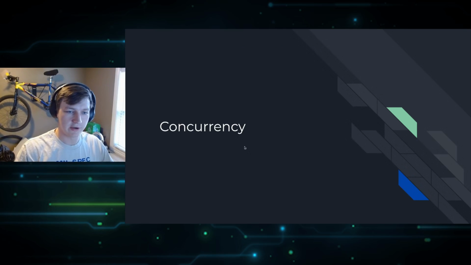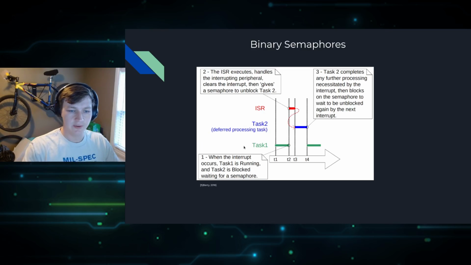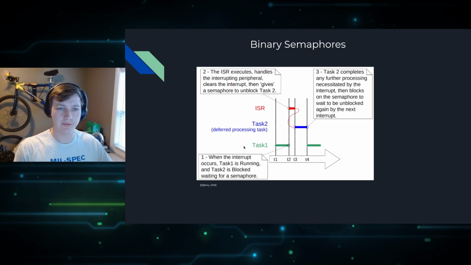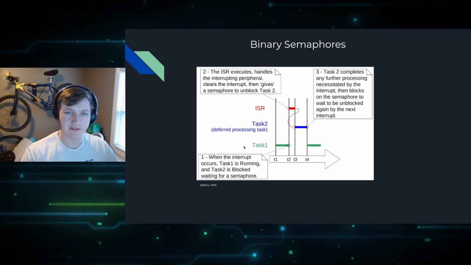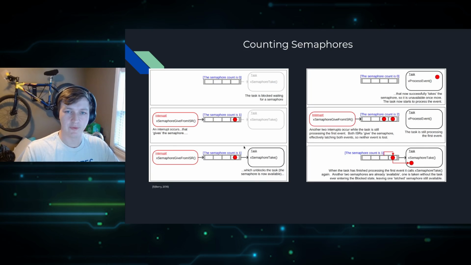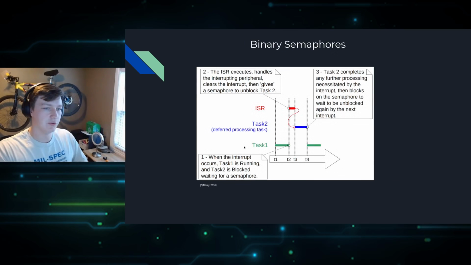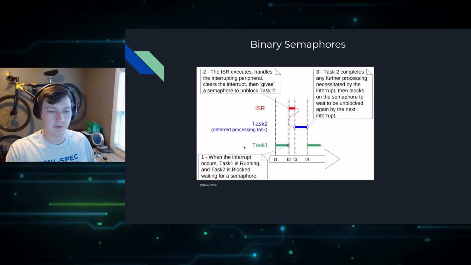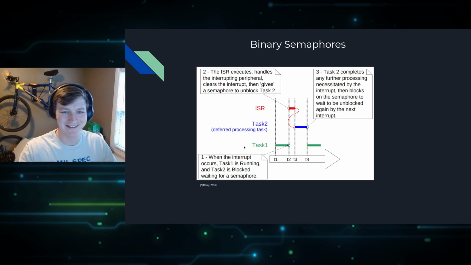So next we're going to talk about how FreeRTOS deals with concurrency. It's pretty simple. We don't even really need to go into this too much, but it has two ways of dealing with concurrency: binary semaphores and counting semaphores. Pretty standard. We're not going to go into what each of those are. If you know what a semaphore is, then you're good. If you don't, look it up.